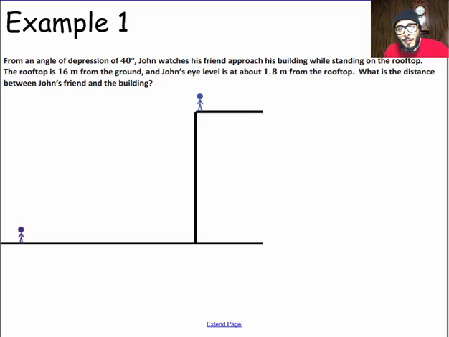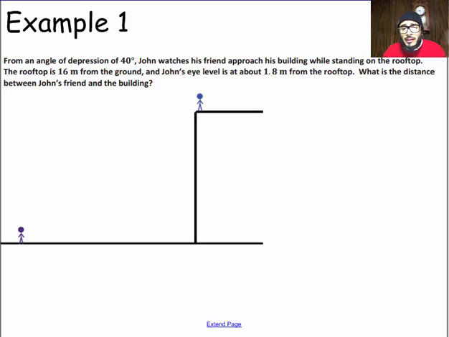It says, from an angle of depression of 40 degrees, John watches his friend approach his building while standing on the rooftop. The rooftop is 16 meters from the ground, and John's eye level is at 1.8 meters from the rooftop. What is the distance between John's friend and the building?